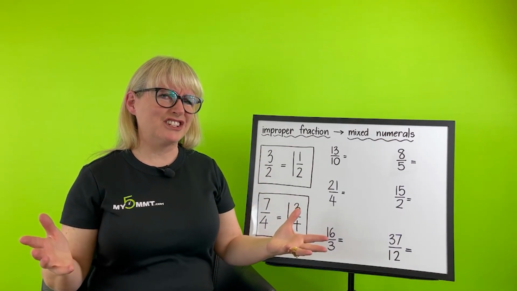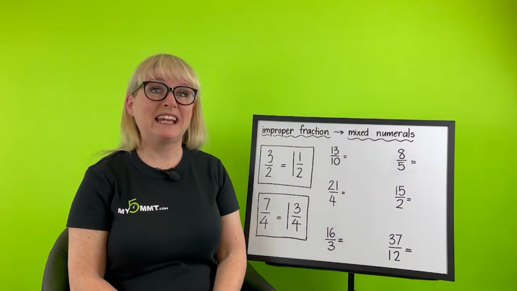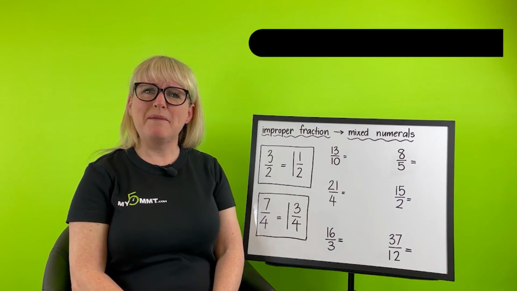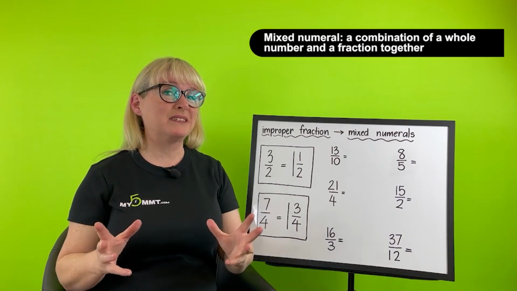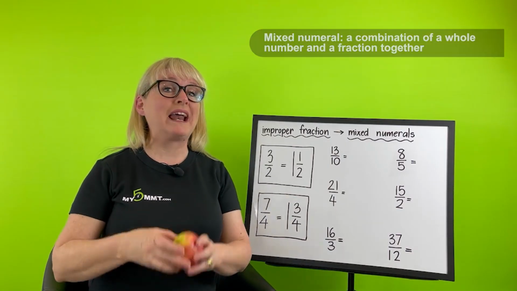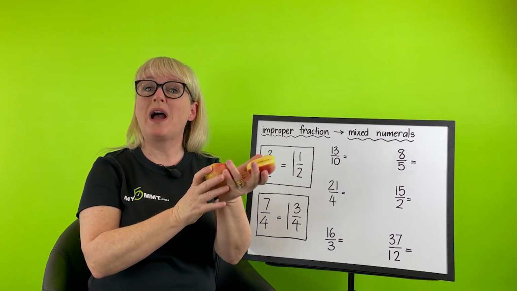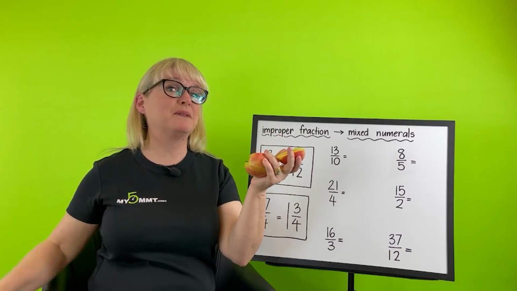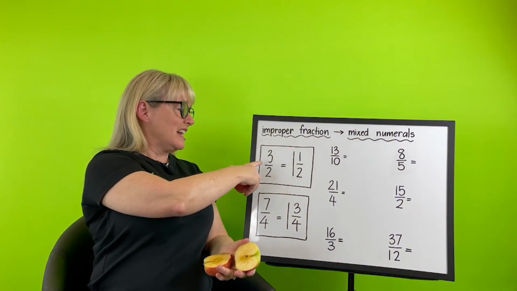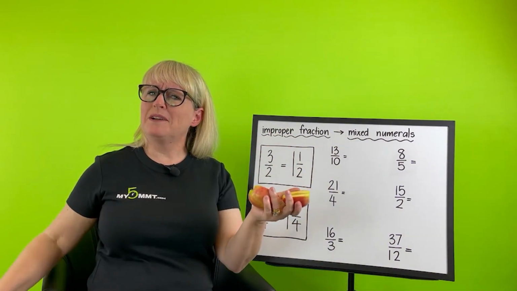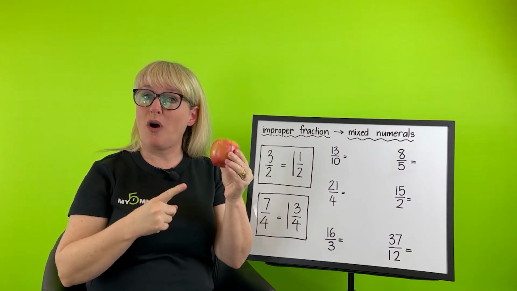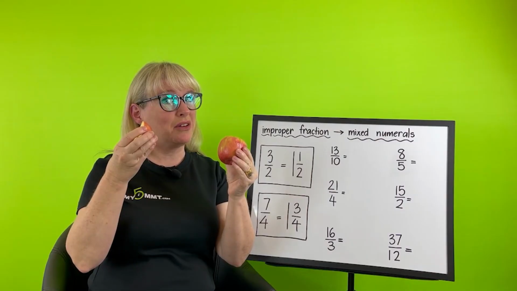How can I change that? We're going to change 3 halves, our improper fraction, into a mixed numeral. A mixed numeral is when we have whole numbers and fractions put together. It looks like this. Here's my 1 apple, but I cut it into 2 equal halves, but I grabbed a third half. I've got 3 halves, just like I've written here. Well, I can put them back together and say that these two make one complete whole. And I've still got my third half.